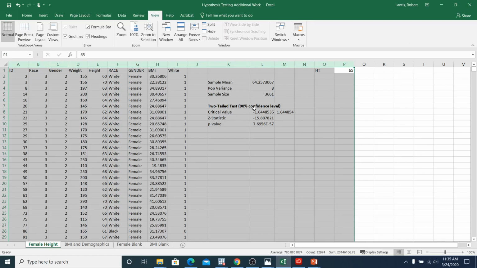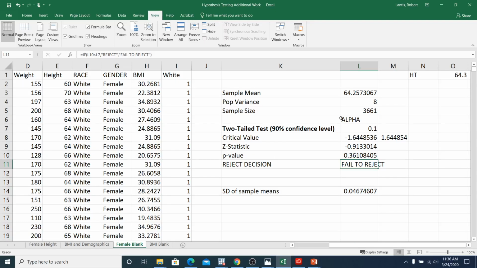I looked at multiple different alpha levels here. The nice thing is if we reference these, I could say, okay, instead of 90%, what if I wanted to do this at 99% or an alpha of 0.01? Plug that in, it updates my critical values. It would update my rejection decision if I could reject it, and so on and so forth. So this is a really good template for the last two problems on your third Excel assignment.